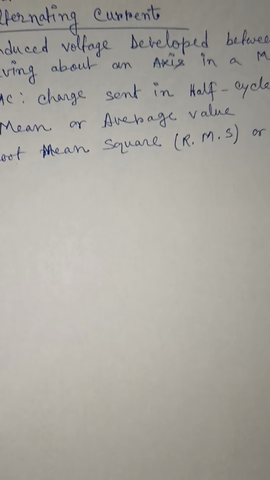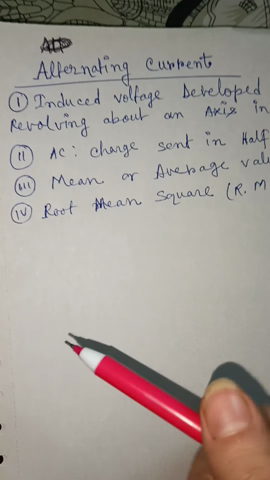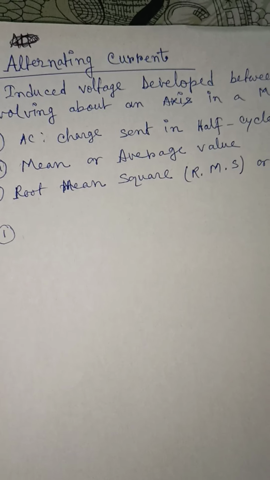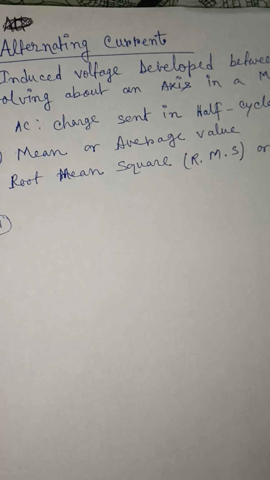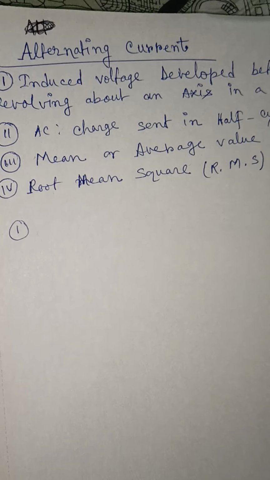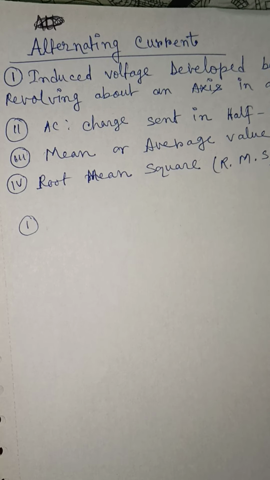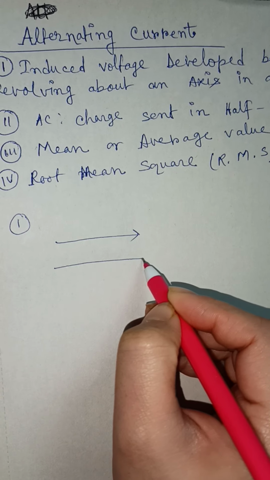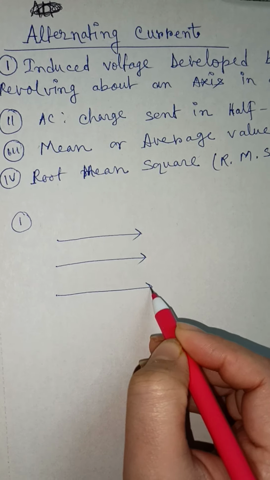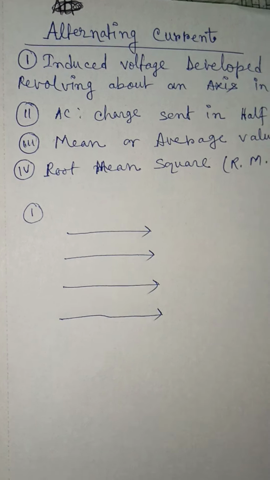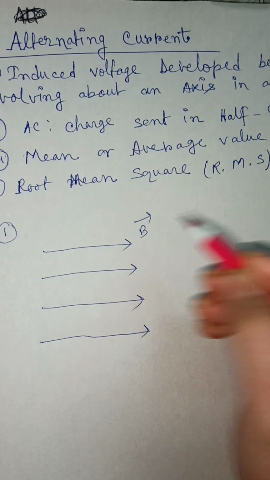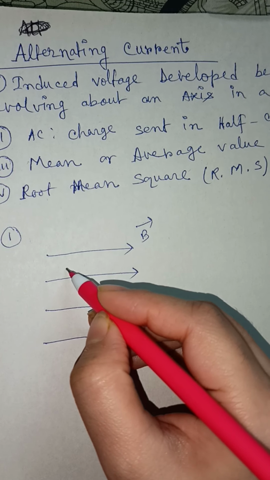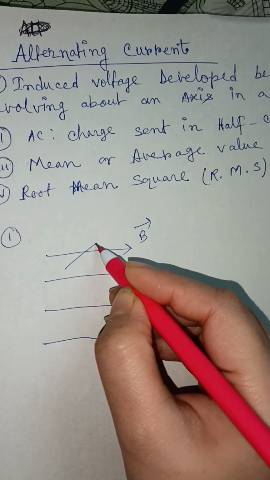Okay. So first I'm talking about the first one, induced voltage developed between two ends of a loop which is placed in an external magnetic field. So here I am showing this is a uniform magnetic field B, and here I am placing a loop. This is our loop.